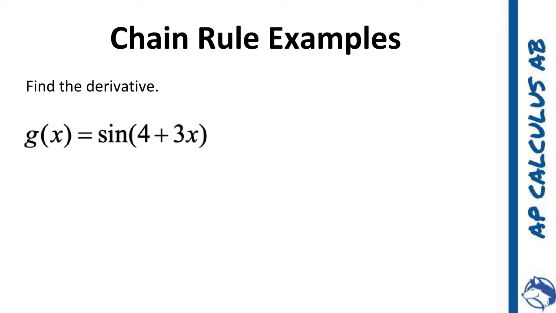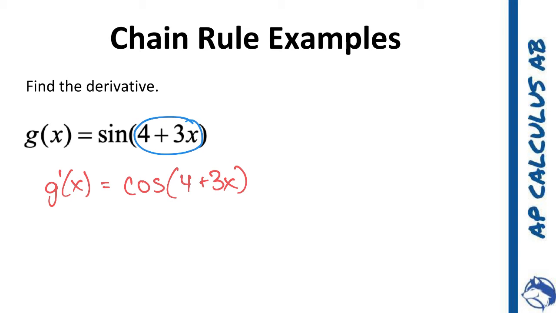Here's another example where I've got the sine function. So I've got this 4 plus 3x on the inside. And so when I go ahead and take the derivative of the outer, and I say it's g prime of x, I end up with the cosine of 4 plus 3x. And then I have to multiply it by that du. So this is my u here, and that's 4 plus 3x, and my du is going to be equal to just 3. So I multiply by 3 on the outside.